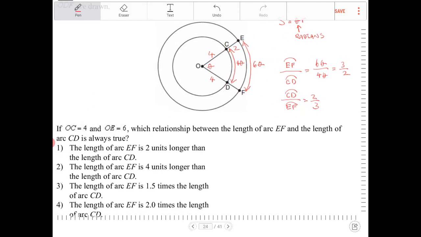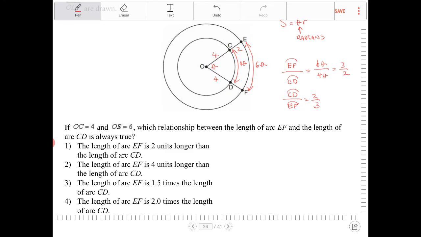So now let's take a look at the answer choices. The length of arc EF is 2 units longer than the length of arc CD. We don't know whether or not that's actually the case. 6 theta and 4 theta, that is a difference of 2 theta, I'll give you that, but 2 theta is not 2 units. So this is not the case here.